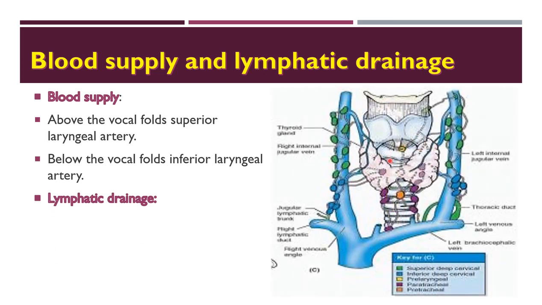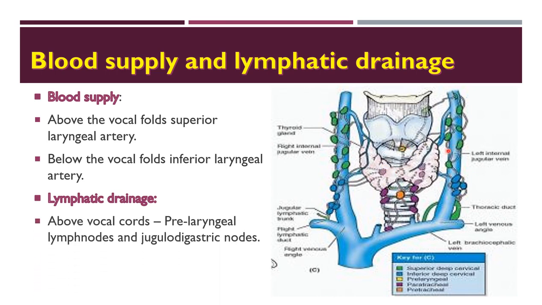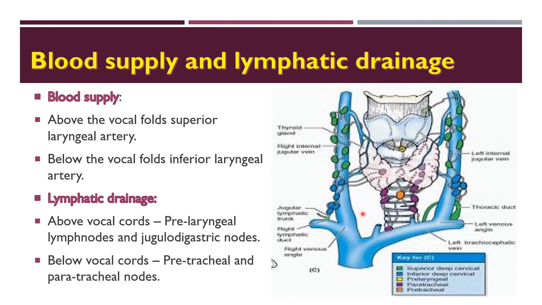Lymphatics above the vocal folds are mainly drained by the pre-laryngeal nodes, which drain into the jugulodigastric nodes. Whereas below the vocal cords it is mainly drained by the pretracheal and paratracheal nodes. Okay, so that is why the vocal cords are also called the watershed line. That means the lymphatics don't cross. Above the vocal folds they drain into the prelaryngeal nodes. Below the vocal cords, they drain into the pre or paratracheal nodes.